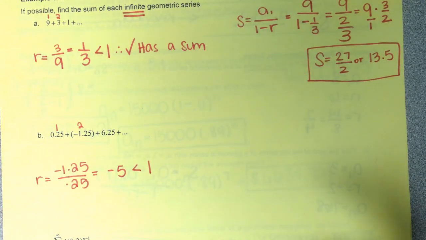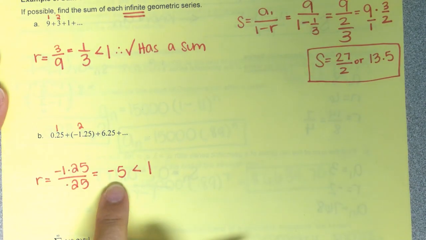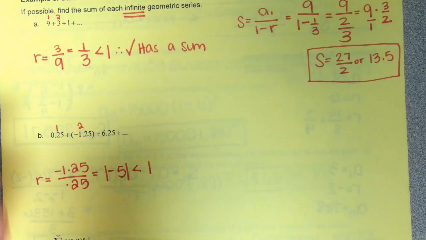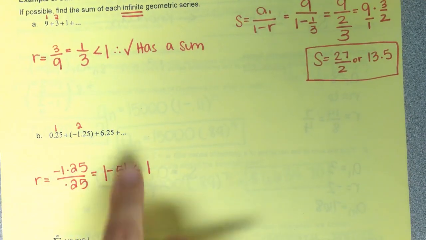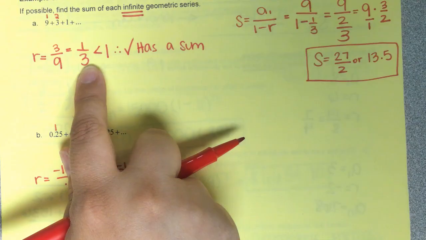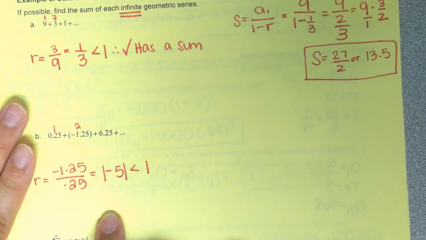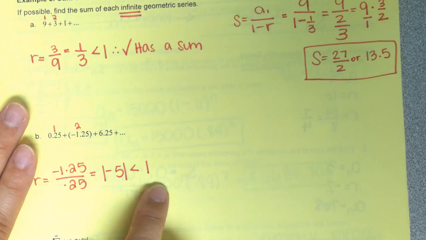Is it less than 1? But technically, what did I tell y'all at the top? It has to be the absolute value. So if it's positive, I don't need the absolute value sign, it's already positive. But if it's negative, you have to put the absolute value sign. Is the absolute value of negative 5 less than 1?